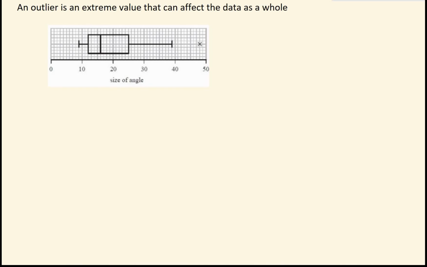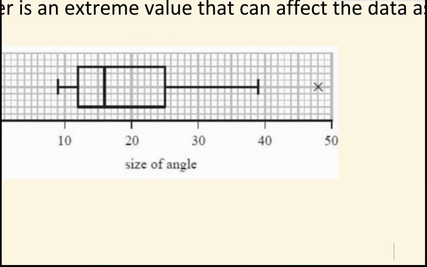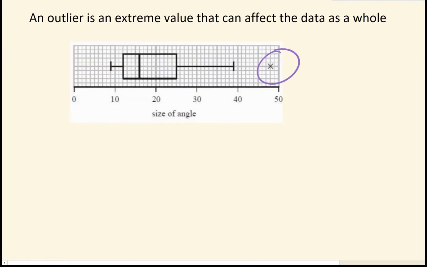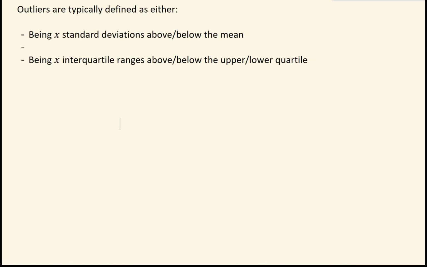The main thing you see it for is in box plots, where they won't include it in the main box plot. They'll leave it to one side as an X, and that's how you know it is an outlier. The other place you see it is when you are asked to define an outlier.